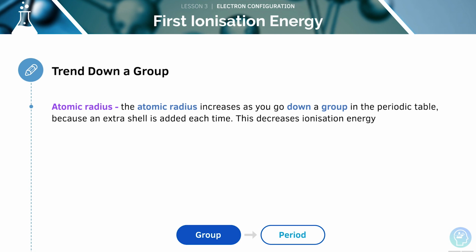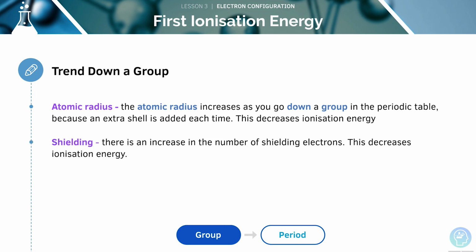The atomic radius will increase as you go down the group in a periodic table. As you go down the group, an extra electron shell is added each time, so the distance between the nucleus and the outermost electron will increase.